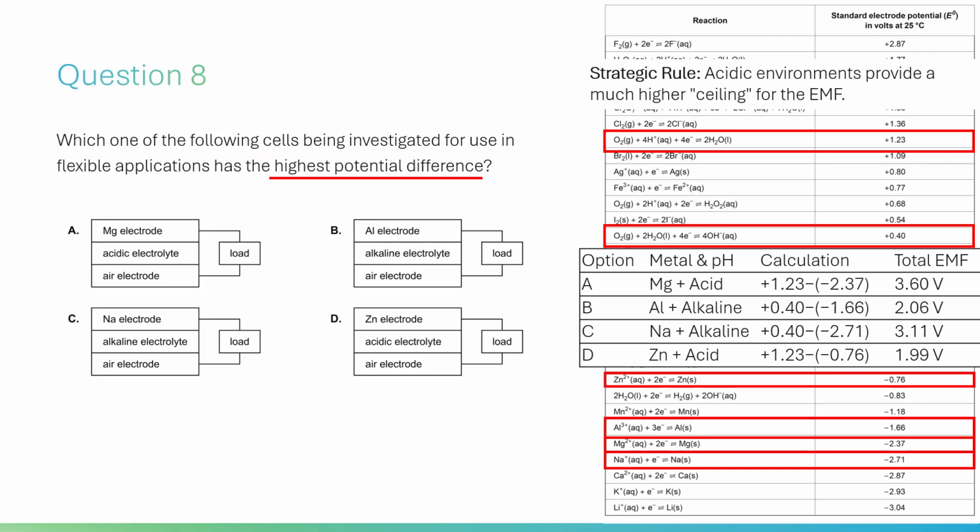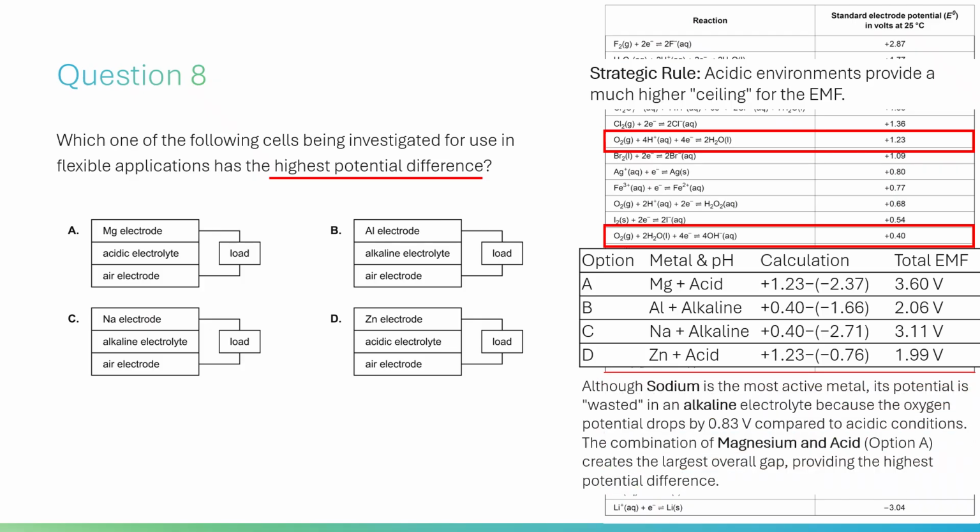Conclusion. Although sodium is the most active metal, its potential is wasted in an alkaline electrolyte. Because the oxygen potential drops by 0.83 V compared to acidic conditions. The combination of magnesium and acid, option A, creates the largest overall gap, providing the highest potential difference. Correct answer, A.